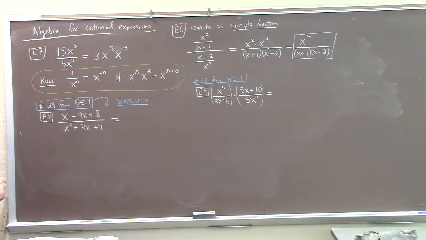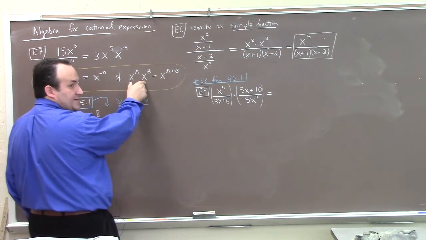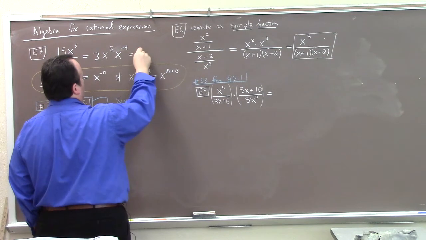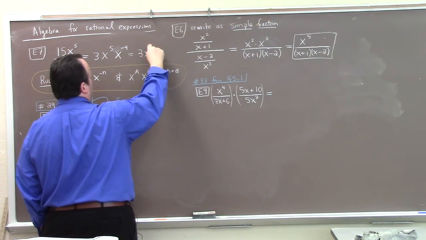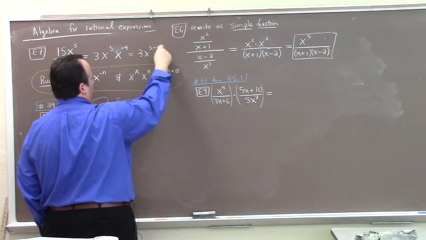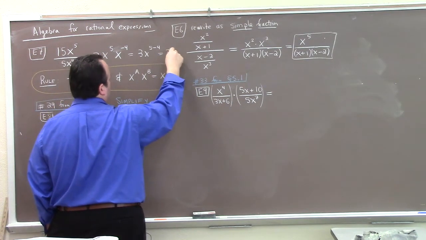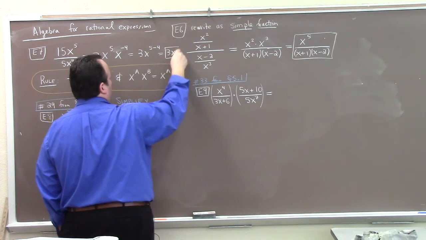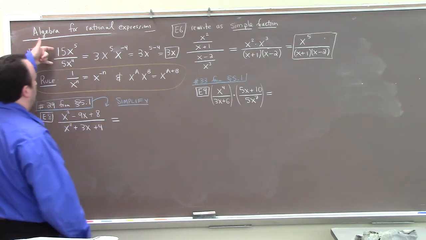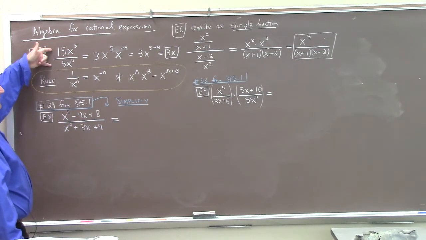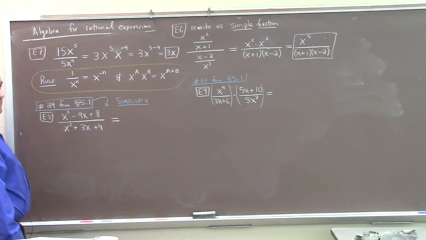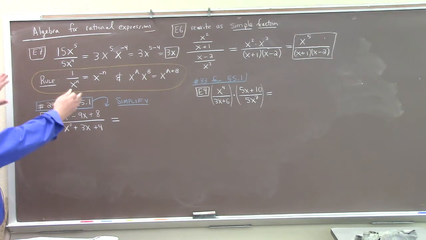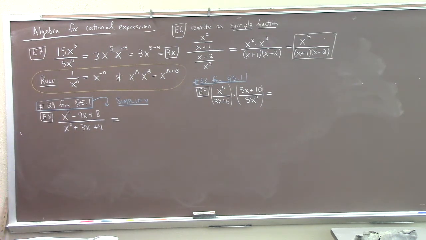So let's finish example 7. 1 over x to the 4th is multiplication by x to the minus 4, and then we add exponents when we multiply like bases like this. So this is 3x to the 5 minus 4, otherwise known as 3x. So this rational expression is just a funny way of writing 3x. There's definitely a simplification there, I think we can all agree.